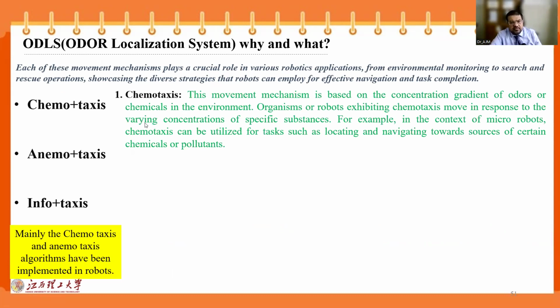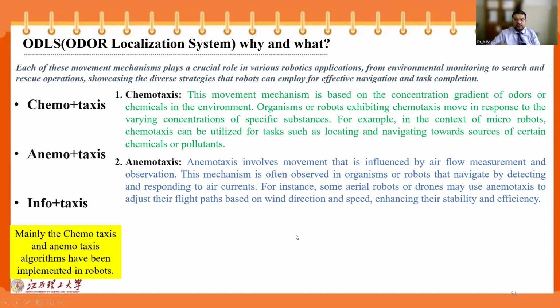This job they call chemotaxis and anemotaxis. Chemotaxis, we know, is the mechanism based on the concentration gradient of the odor or chemicals in the environment. And the organisms or robots should move in response to chemotaxis and the varying concentration of it. The other one that we have is anemotaxis, which involves movement influenced by airflow and observation.